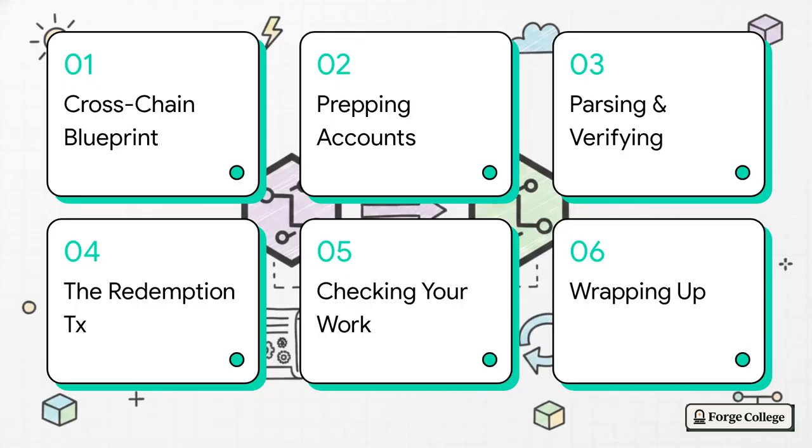So here's our game plan for today's engineering project. We're going to start with the cross-chain blueprint, move on to prepping your accounts, dive into parsing and verifying, construct the actual redemption transaction, check our work, and wrap it all up. Don't worry if this sounds like a lot. We're going to build this assembly line step by step.